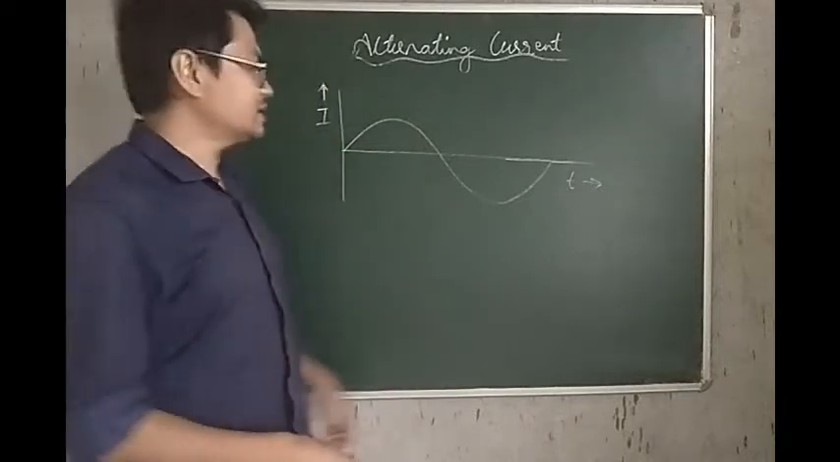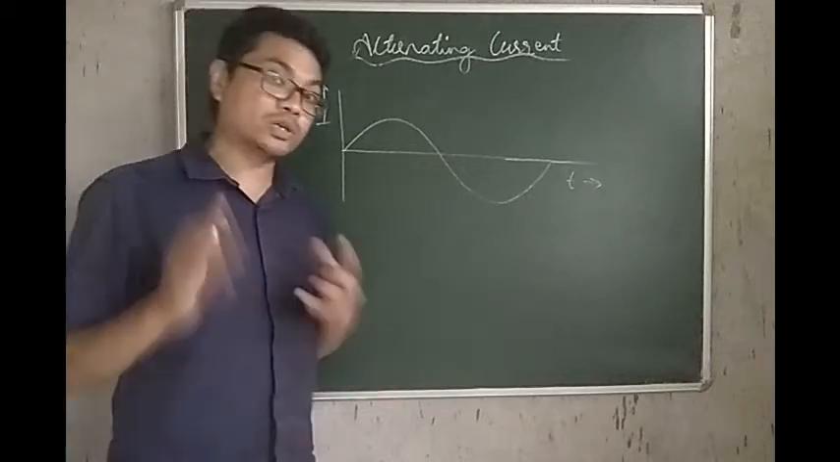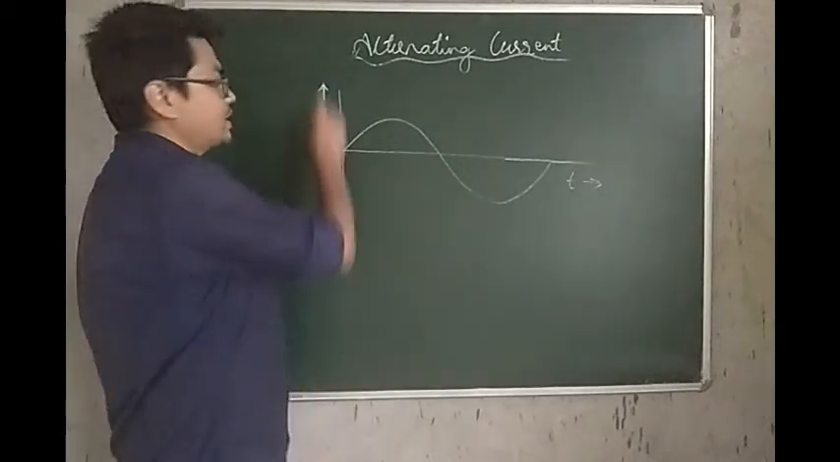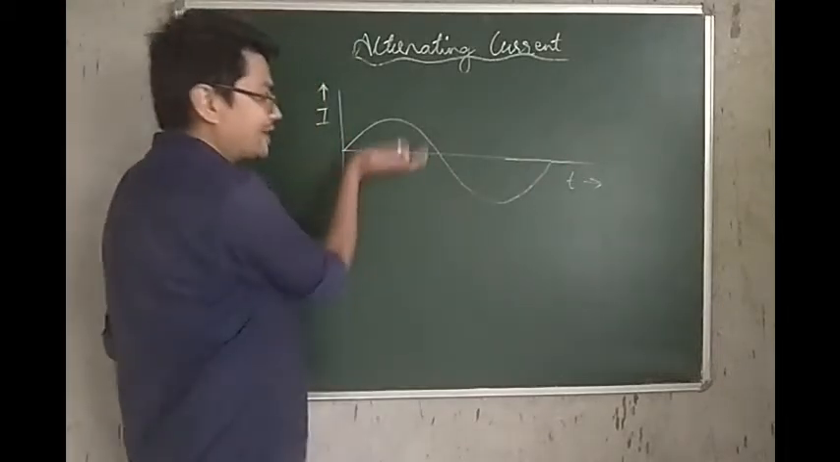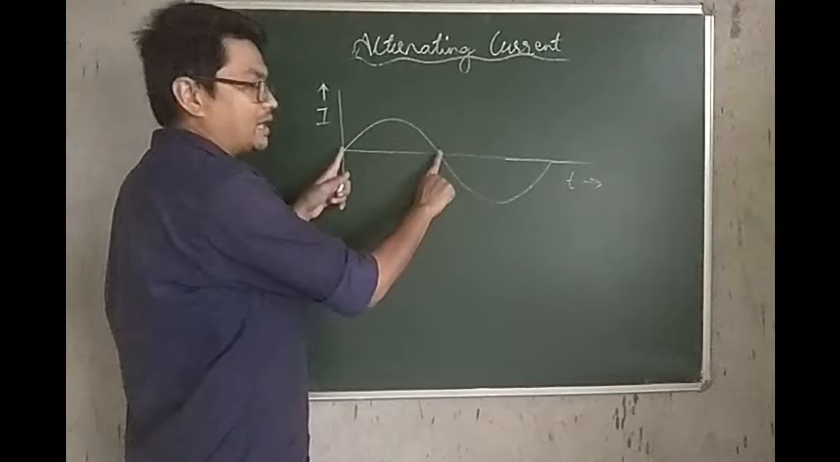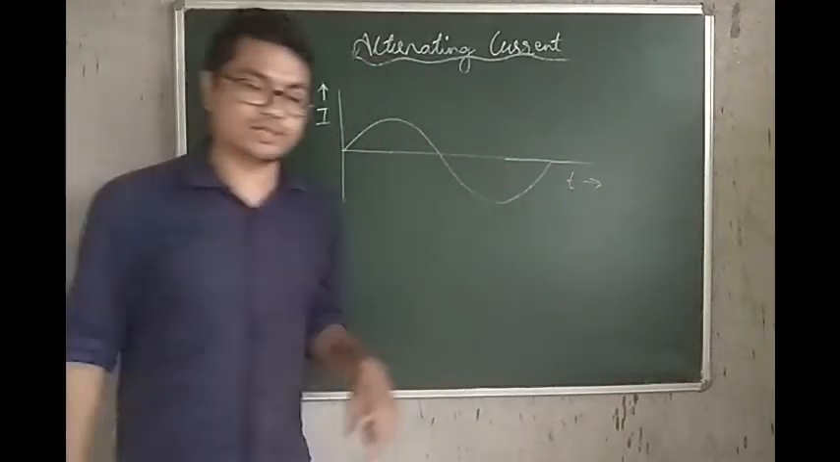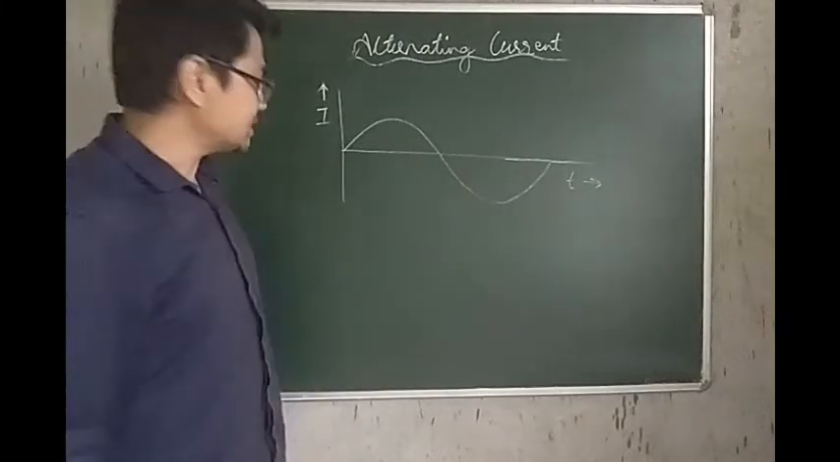And alternating current is represented by a sinusoidal wave, as you can see on the board. Sinusoidal wave meaning a sine wave. So, current is plotted along the y-axis and time along the x-axis. At any instant we have a positive side, and the very next instant we have a negative side. So this is representing, of course, an alternating current.